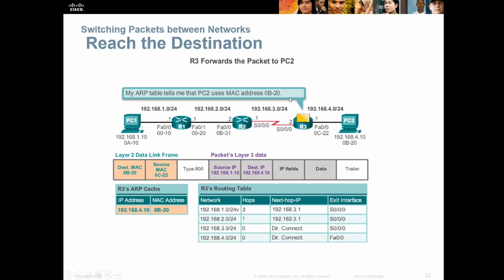R3 will get it, and it will say, oh, my ARP table tells me that PC2 is this MAC address. So it will be received on the serial 0/0/0 interface, and it will forward it out the FA0/0 interface to the appropriate MAC address, thus being delivered. And then for a response, it'll do the same process, except this will have the source address and this will have the destination address. It'll traverse the network backwards.